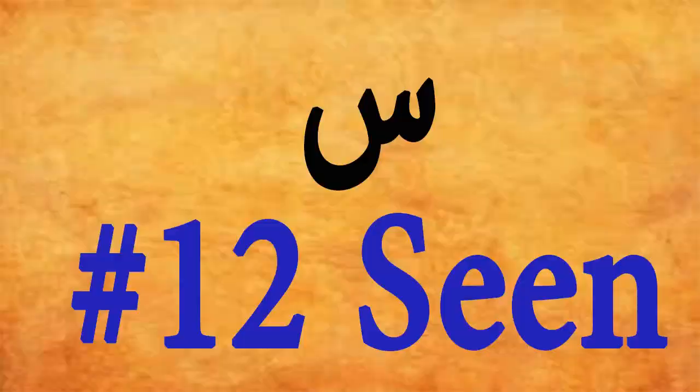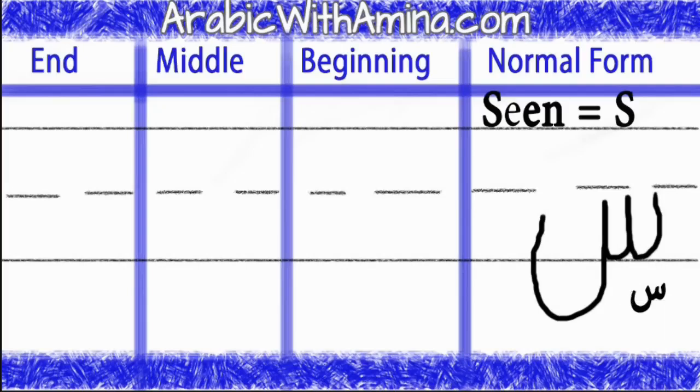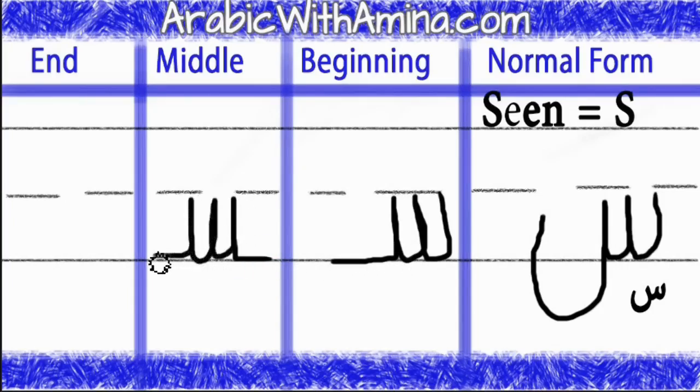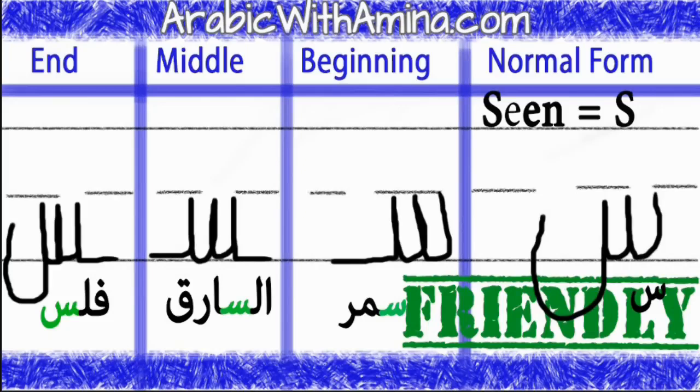Letter number 12 is called Sheen. Sheen would be the letter S in English, but there are two letters that would represent the letter S, and I will tell you the difference later on. This is how the letter Sheen is written in its normal form and throughout different positions of the word. Sheen is connected to the letter after it, so it is considered a friendly letter, and you can see that in the examples shown. If it was after a mean letter, you would simply disconnect it from the letter before it.